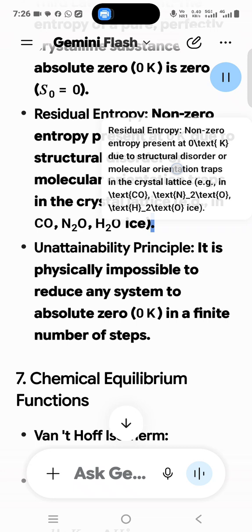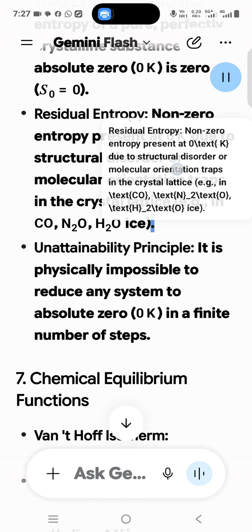S_0 = 0. Residual entropy. Non-zero entropy present at 0 K due to structural disorder or molecular orientation traps in the crystal lattice, e.g., in CO, N_2O, H_2O ice. Unattainability principle. It is physically impossible to reduce any system to absolute zero, 0 K, in a finite number of steps.